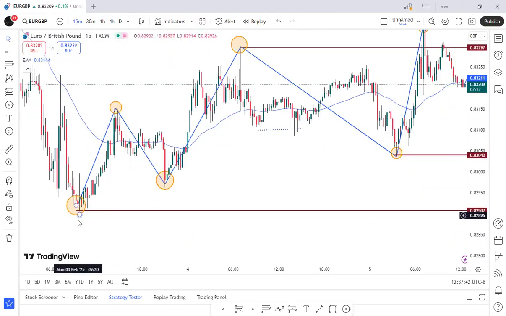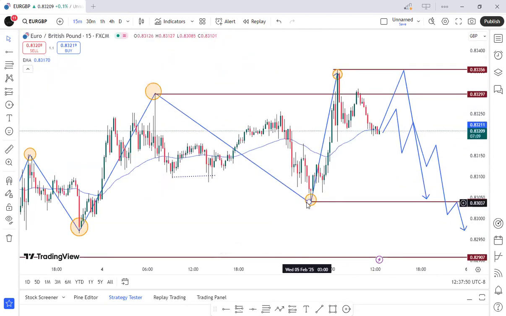This high was taken out. This low was taken out. This low was taken out. This high was taken out. This low was taken out. This low was not taken out. This high was taken out to show you that the price is still on an uptrend. So whenever this low is taken out, know that the price has rejected.